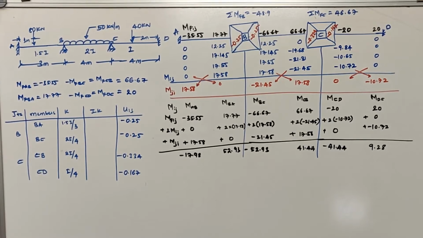So in the previous video we had discussed the Kani's method. I had derived the equation for rotational factor and rotational moment, then I had solved a simple problem to demonstrate how the method works. So this is another problem which we are going to solve.